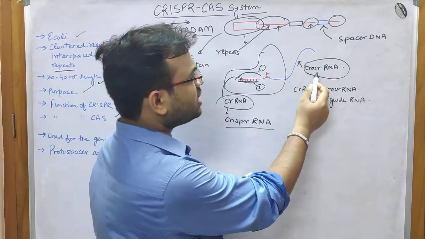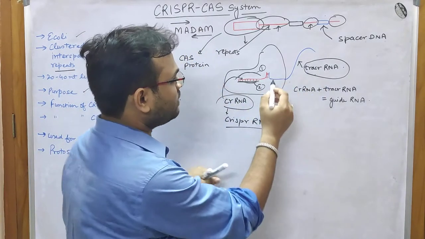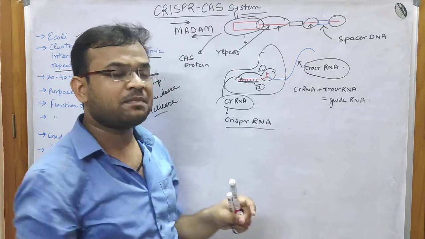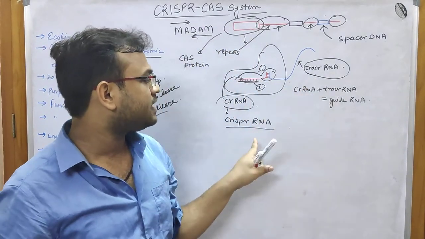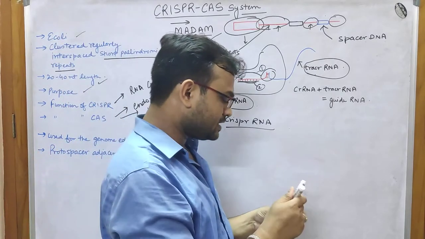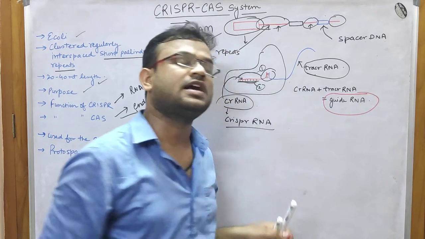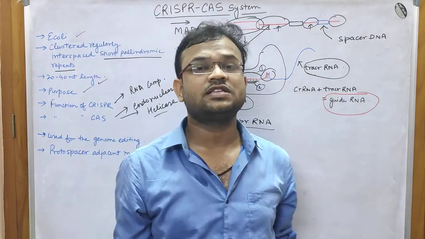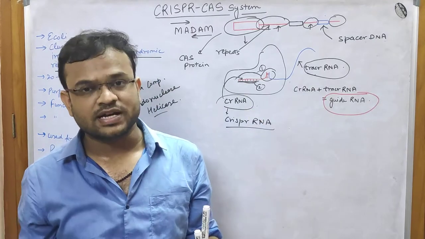Okay, so this tracer RNA and the CRISPR RNA form a hybrid. You might be able to see here that this is a hybrid form. They are joined together. Okay, so the hybrid between tracer RNA and CRISPR RNA is called guide RNA. So this is a very important question. It has been asked multiple times: what is the function of guide RNA? Tracer RNA plus CRISPR RNA forms the guide RNA.